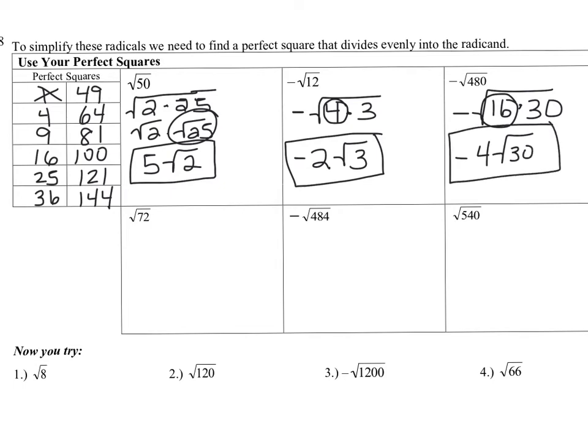So it is always easier to find the biggest perfect square. So if you find that 4 goes into a number, keep going. See if you can find one that's bigger. Now, take a moment and try the square root of 72 on your own.